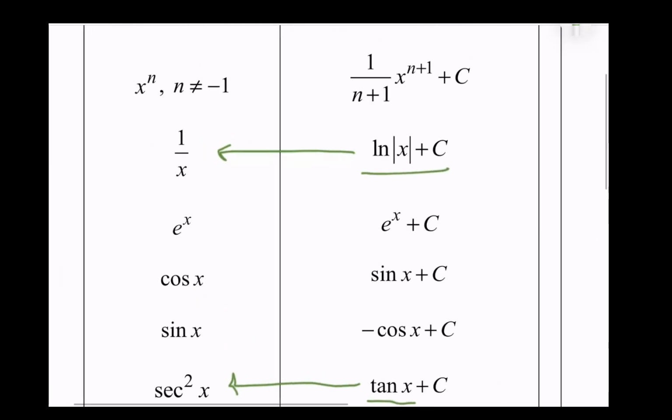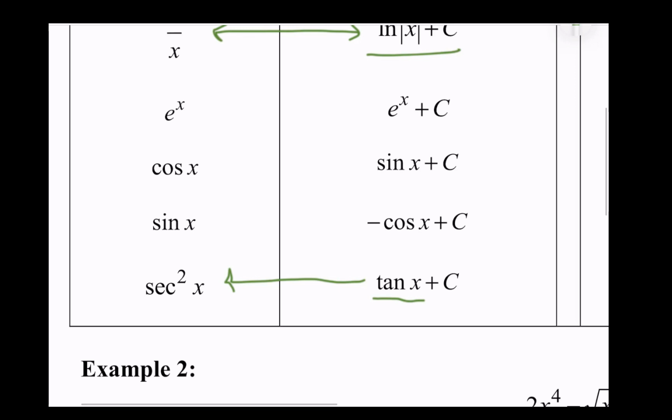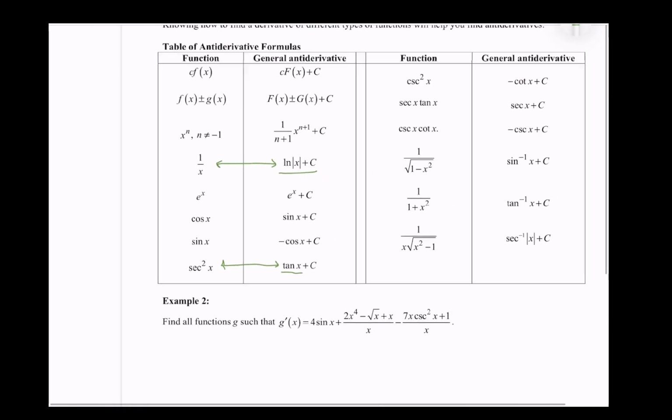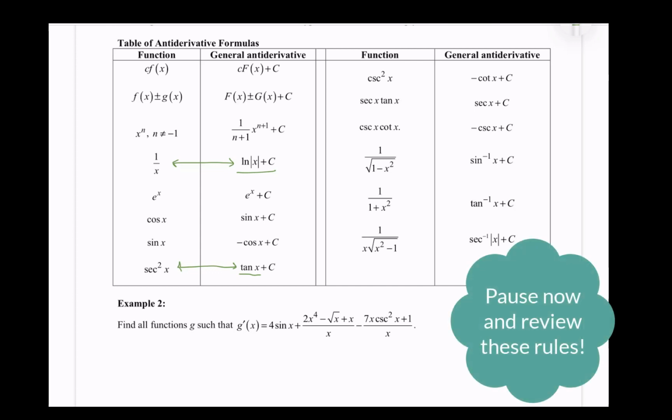So when you see 1 over x, the antiderivative of that, going this way, is ln of x. And then secant squared, the antiderivative will be tangent. So if you can do derivatives, you can do antiderivatives. So I'm going to give you a minute to look over this table because we're going to be using a lot of these functions in the next problem. So please pause me and check off these.